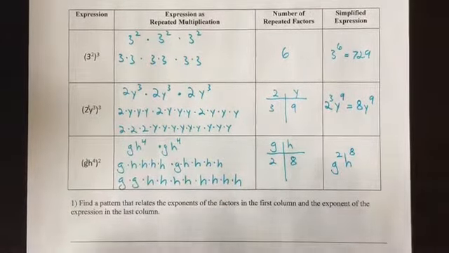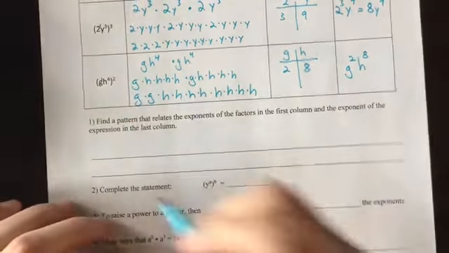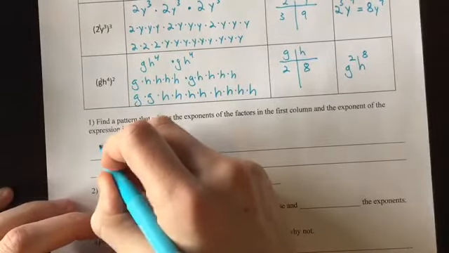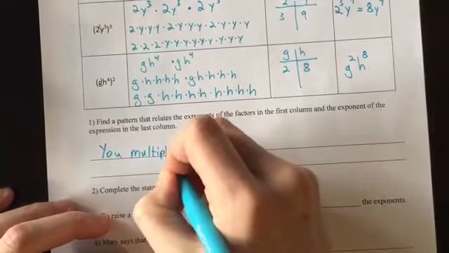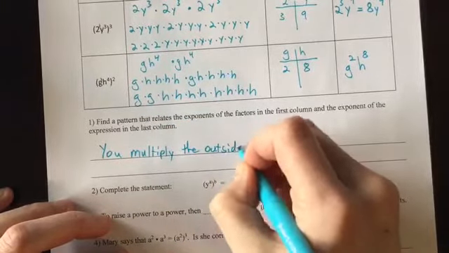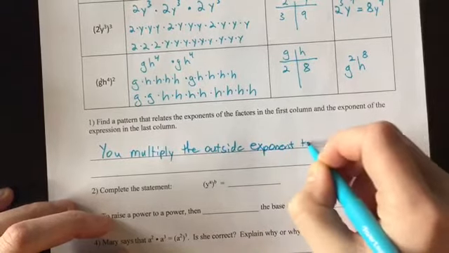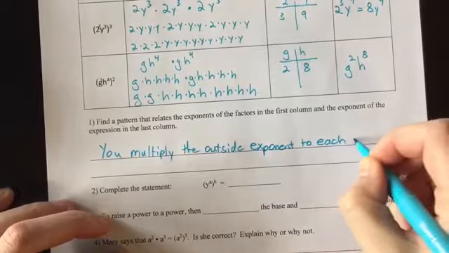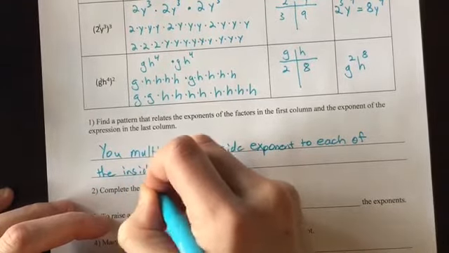Okay, so our first question: find a pattern that relates the exponents in the first column and the exponent of the expression in the last column. We can say that you multiply the outside exponent to each of the inside exponents.